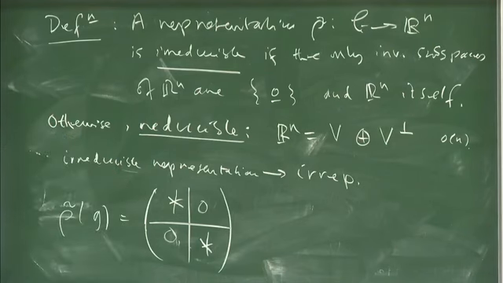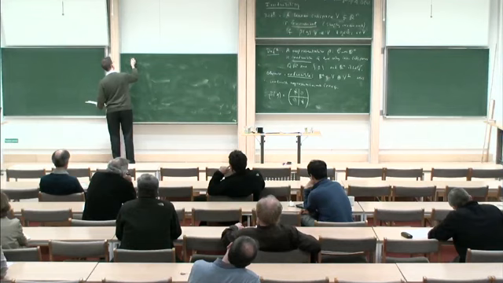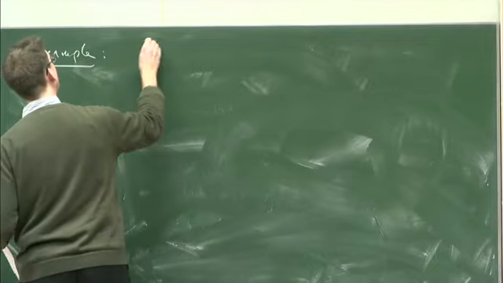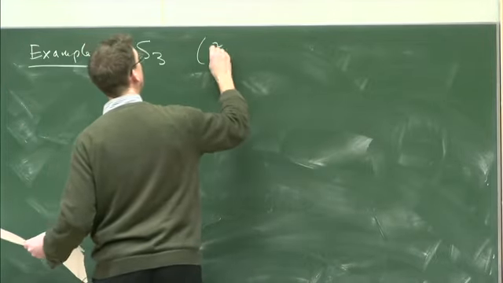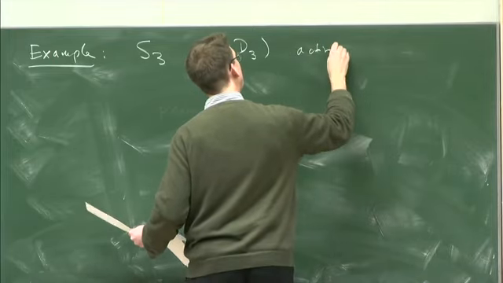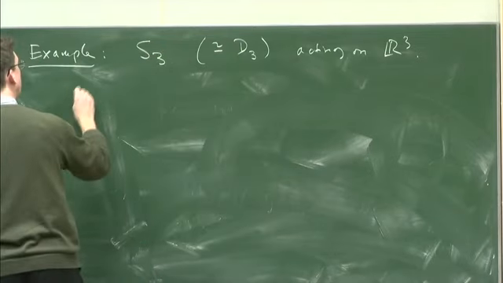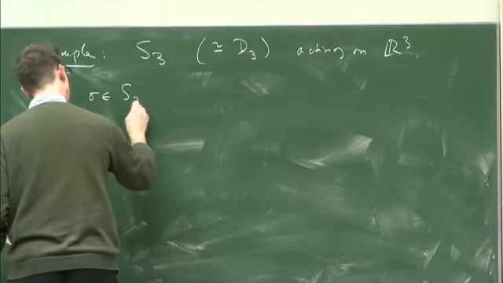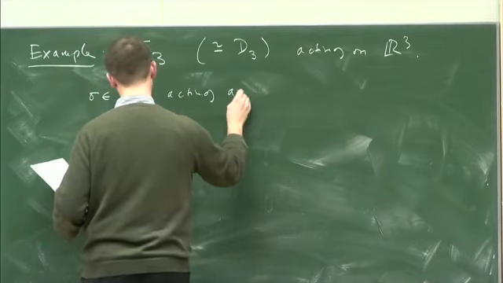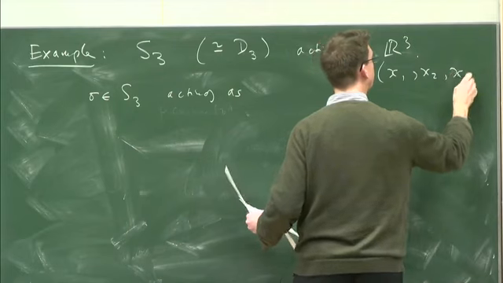Okay. So let's do an example that can be extended to something that makes it look like a liquid crystal problem. So let's do S3, which is in fact the same group as D3. Let's act on R3. So I'm going to take a permutation in S3, and my coordinates are going to be x1, x2, x3.